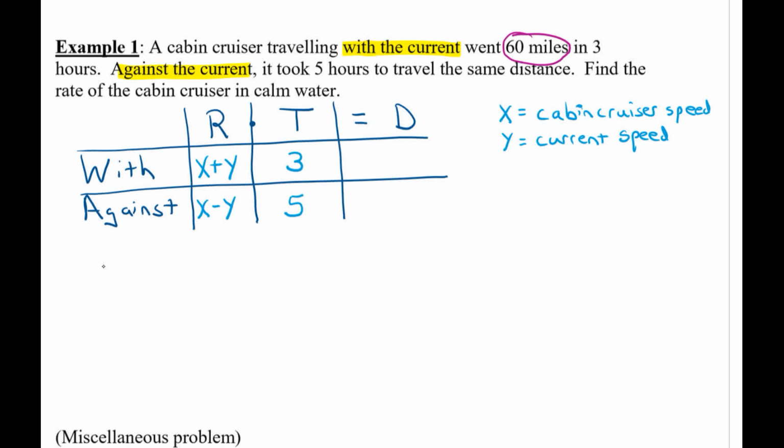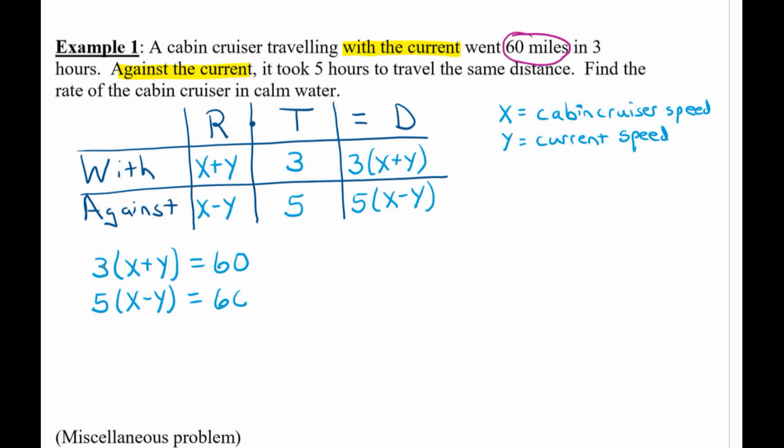Well, you might be tempted to put the 60 in the distance column, and that would make sense. But when we use a chart, we always want to remember that that third column should be an algebraic expression. It's just a good habit, and it's going to help us set up our equations. So we're going to think, oh, well, the distance algebraically is 3 times the quantity of x plus y, and that's got to equal the distance that was given in the question. So our first equation is going to be 3 times the quantity of x plus y is equal to 60. And our second equation would be 5 times the quantity of x minus y, also equal to 60.